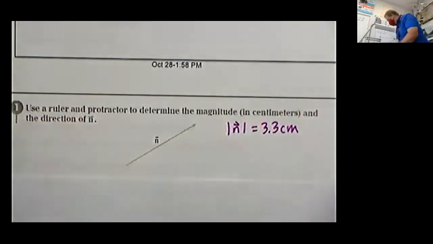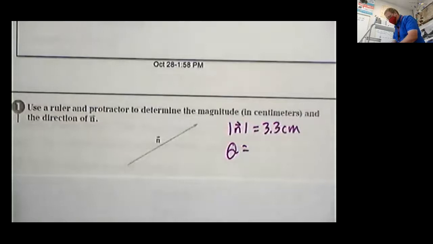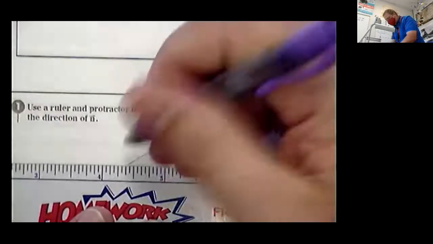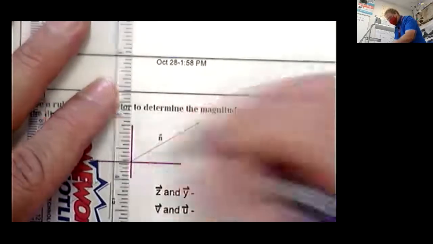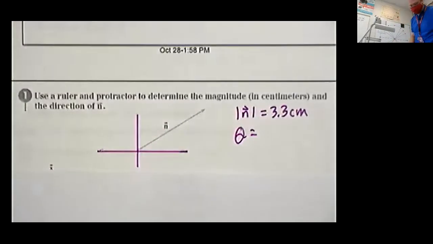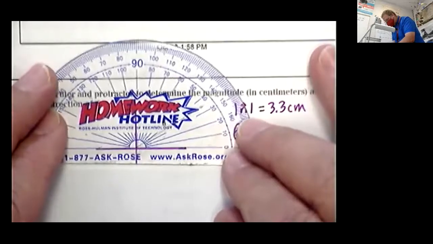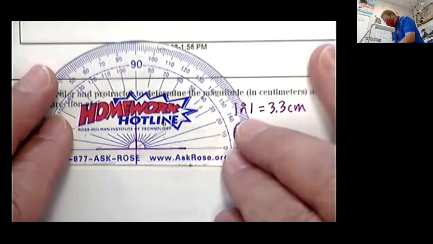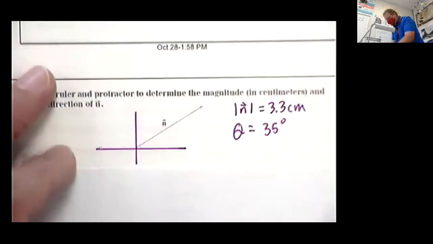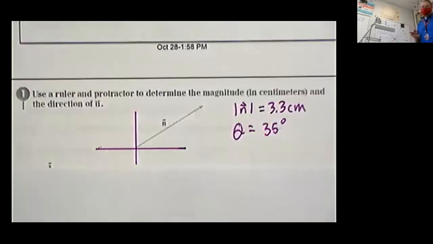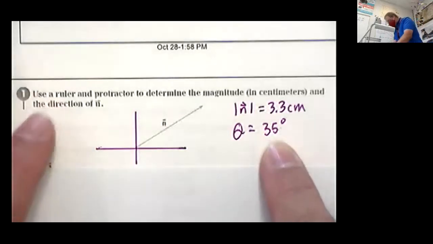To get direction, we're going to call that theta. We need a coordinate plane. How are we going to get a coordinate plane? Well, we're simply going to drop in an x and y axis. And then we're going to use a protractor. Part of this is going to depend on where your axis is. So here I get about 35 degrees. And I can just say 35 degrees because we're going to assume that it comes from the x-axis.